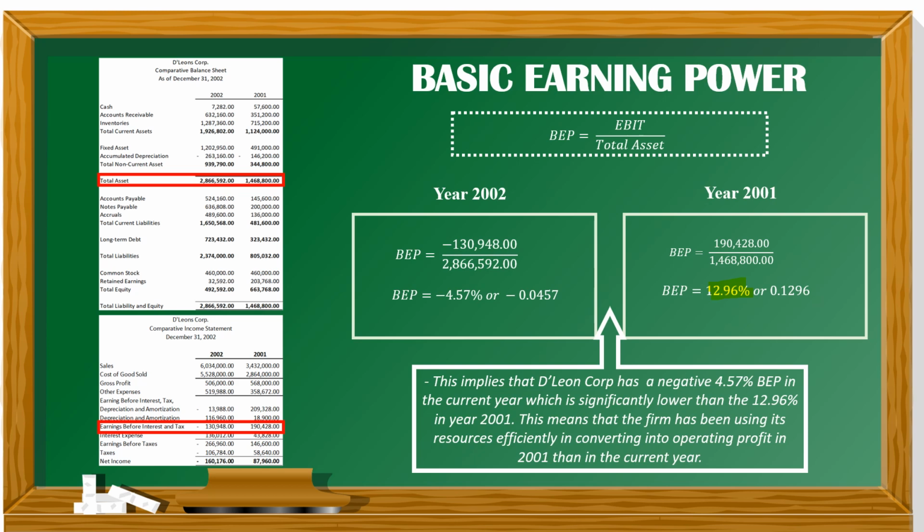Now, this means that the firm has been using its resources or assets efficiently in converting into operating profit in 2001 compared to the current year. Now, the difference between the ROA or the return on asset and the basic earning power is that in ROA, we are assessing the efficiency of the company in using its assets in converting to the net income. While here in the basic earning power, we are assessing the efficiency of a company in converting its resources into operating profit alone.